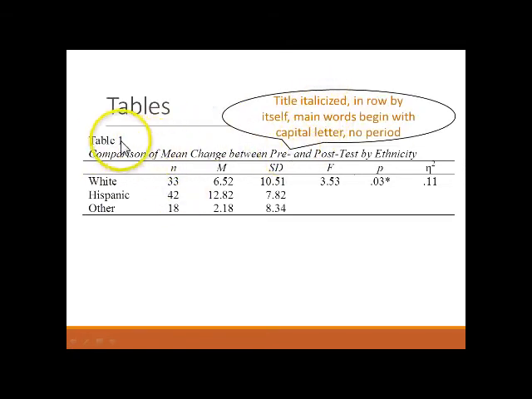The title appears in a row below the table number. The title itself is in italics. The first letter of all the main words is capitalized, so you notice that "of" is italicized, but it's not capitalized. So the first letter of each main word is capitalized. No period at the end.